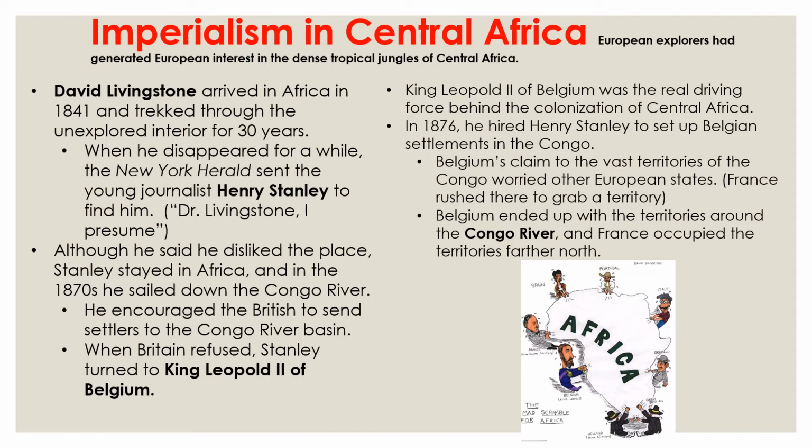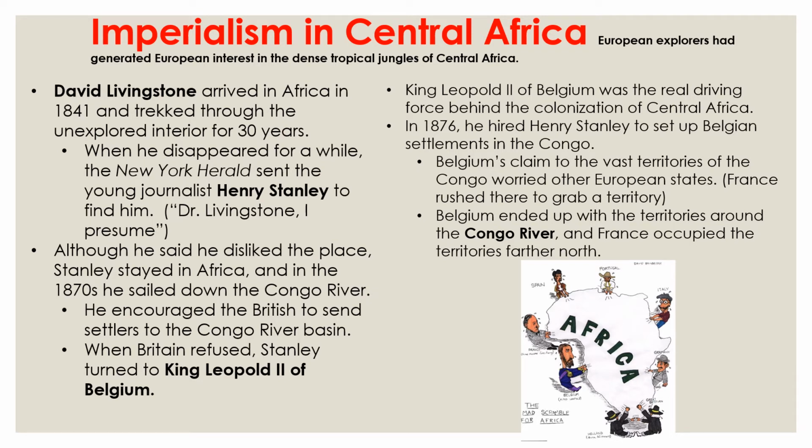Yes, it would be a difficult area to take over because the jungle is not a very inviting place. It's going to take a lot to conquer an area in the jungle. But King Leopold II of Belgium ultimately was the real driving force behind the colonization of Central Africa. He recognized that there was rubber plants there, as I said before, that could be very lucrative for European industries. In 1876, he actually hired Henry Stanley, who was no longer employed by the New York Herald. He took Henry Stanley up on his offer and he said, "Please set up a Belgian settlement in the Congo area in my name."